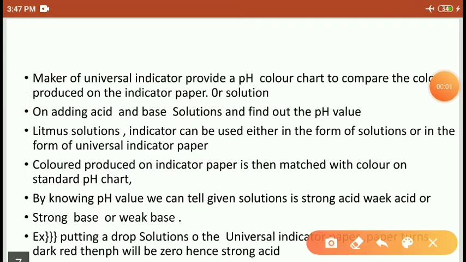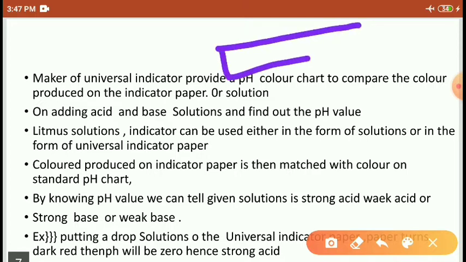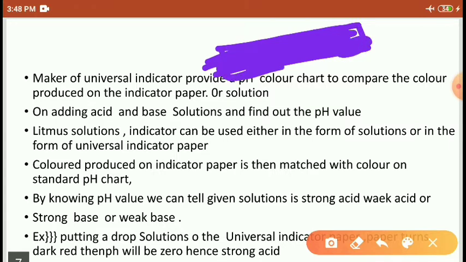So one more option is there students. If in your lab sometimes universal indicator is not available, then you may go for the indicator paper. Indicator paper is nothing but the white paper which is available in the laboratory. These indicator papers are coated with the universal indicator. So it is indicator paper, right?